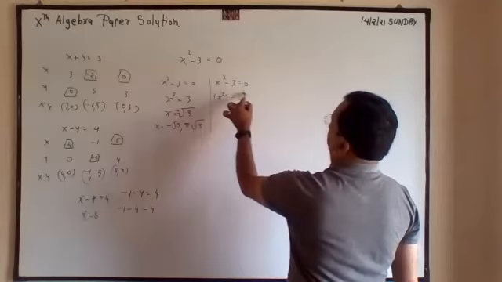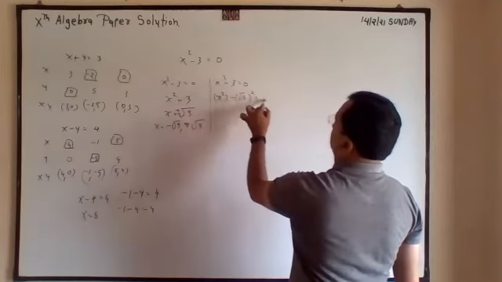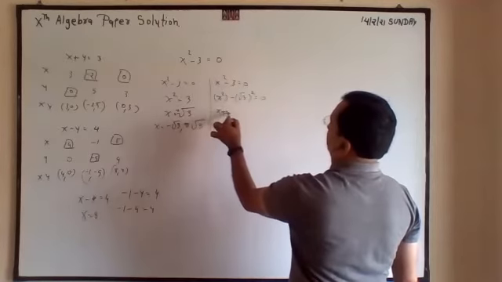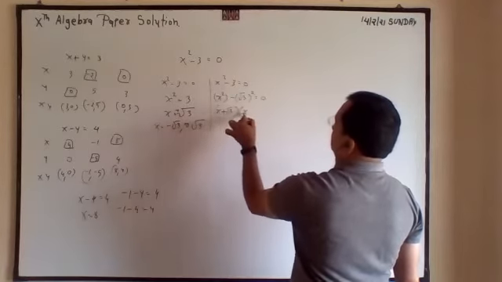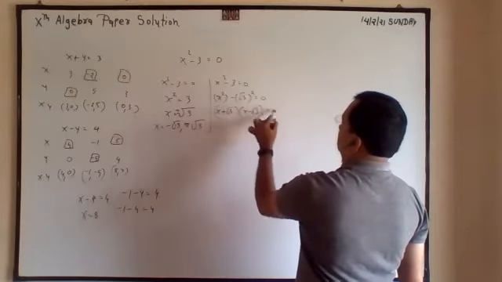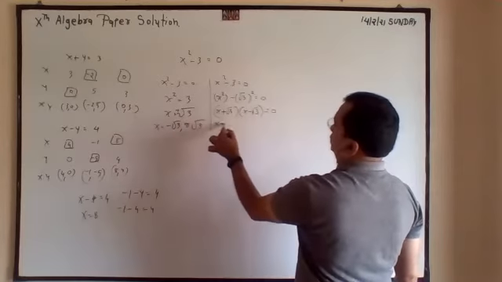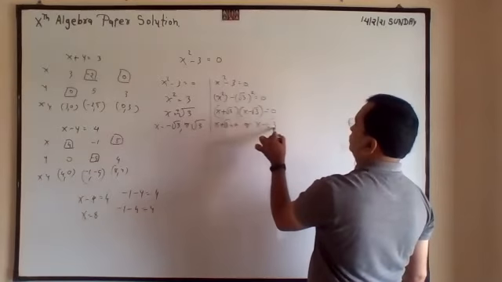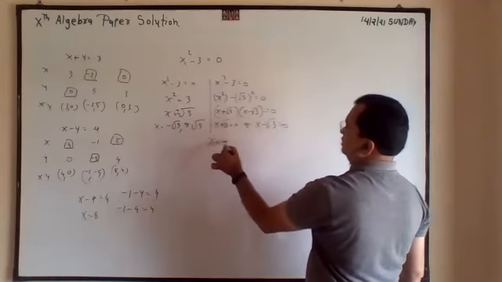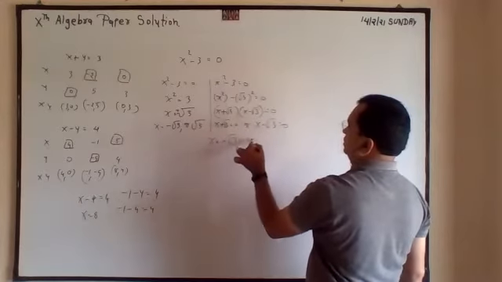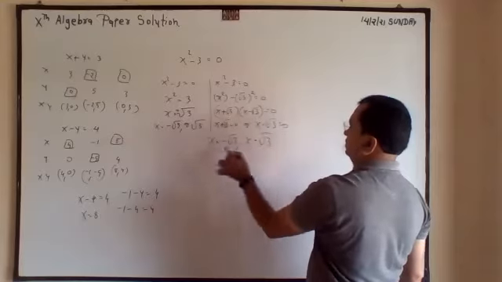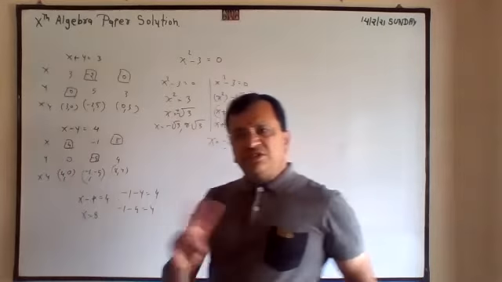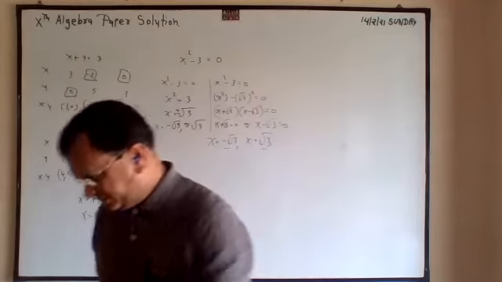Now x square minus root 3 square is equal to 0. So x plus root 3 times x minus root 3 is equal to 0. So x plus root 3 is equal to 0 or x minus root 3 is equal to 0. So x is equal to minus root 3, x is equal to plus root 3. So by both the methods you will get the same answer.